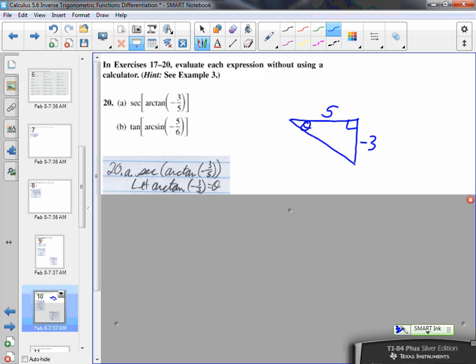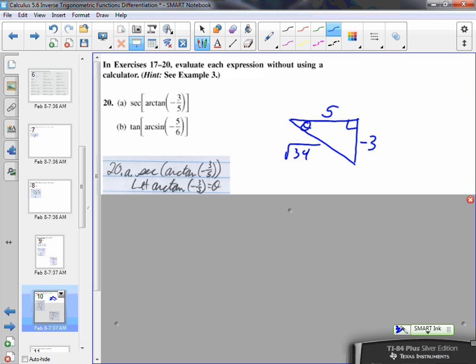Okay? So if that's the case, then the hypotenuse would be the square root of one leg squared plus the other leg squared. Square one leg, you get 25. Square the other leg, you get positive 9. 25 plus 9 is 34. So that's the square root of 34. Okay? So I'm good now. Everybody with me on drawing the triangle?